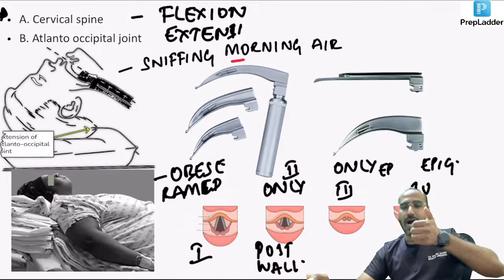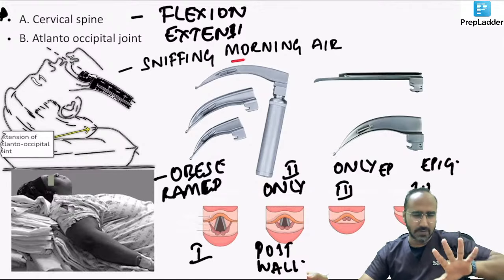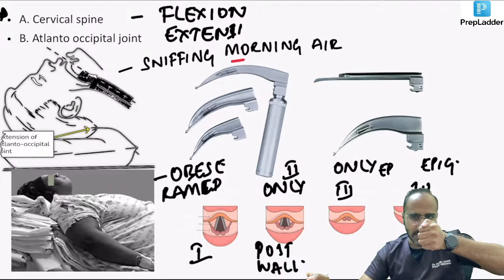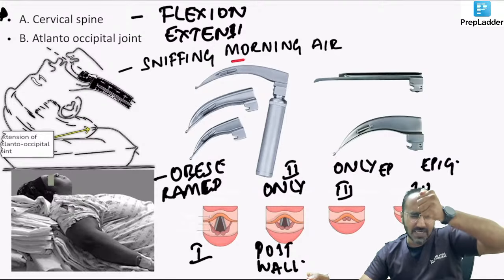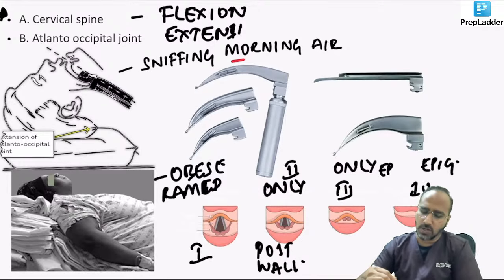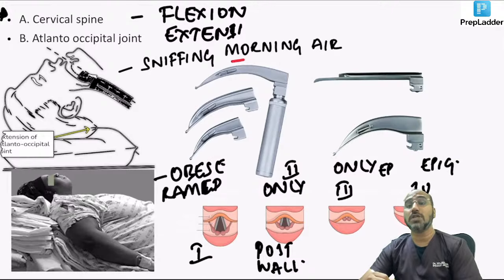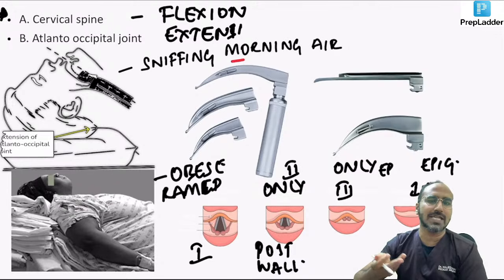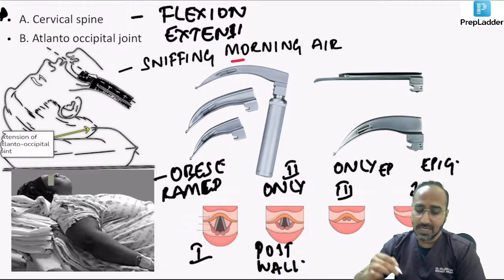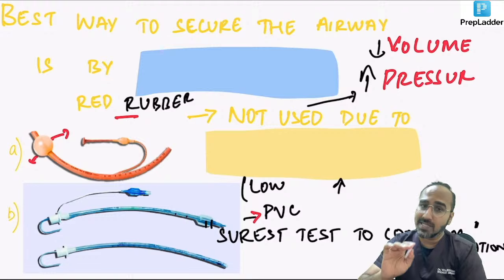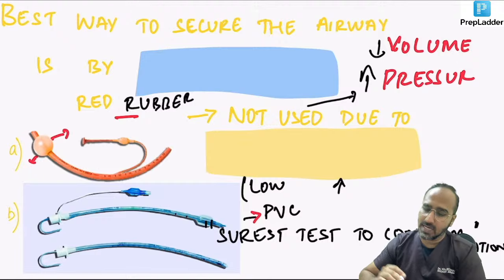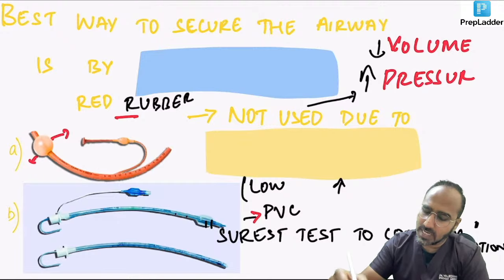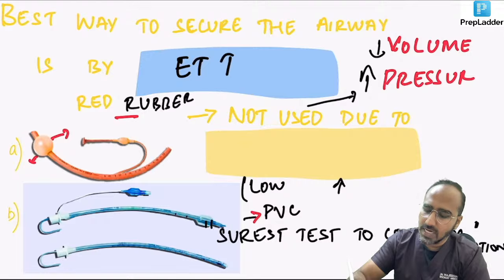So once you have, basically we are doing what? We have given the position, we have lifted the tongue and epiglottis, and now we are seeing the vocal cords. Once you see the vocal cords, what's your aim? Next you have to introduce the endotracheal tube. Will you introduce an LMA? No sir, for LMA you do not need to do all this. LMA has to be introduced blindly. Okay, so the endotracheal tube is the best way to secure the airway.